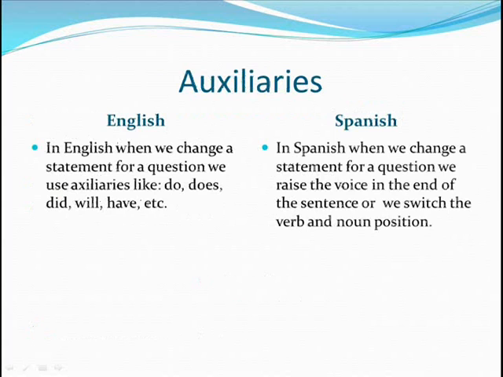The next difference is auxiliaries. In English, when we change a statement for a question, we use auxiliaries like do, does, did, will, have, etc. In Spanish, when we change a statement for a question, we raise the voice in the end of the sentence, or we switch the verb and noun position.